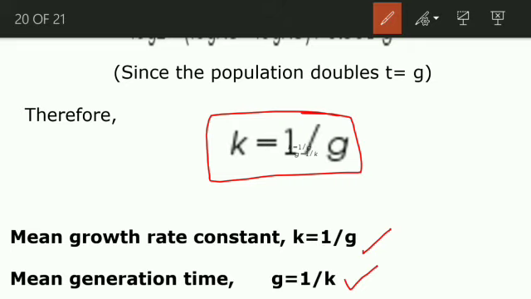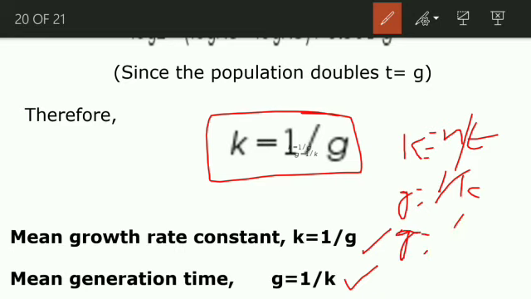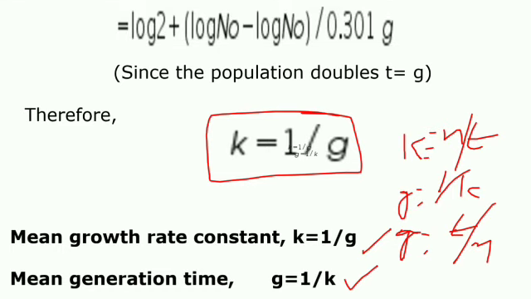So what have we seen earlier? What is K? We have written K as n by t. Now G is equal to 1 by K, then G is equal to t by n. Now G is equal to t by n. So we will see something in the next slide.